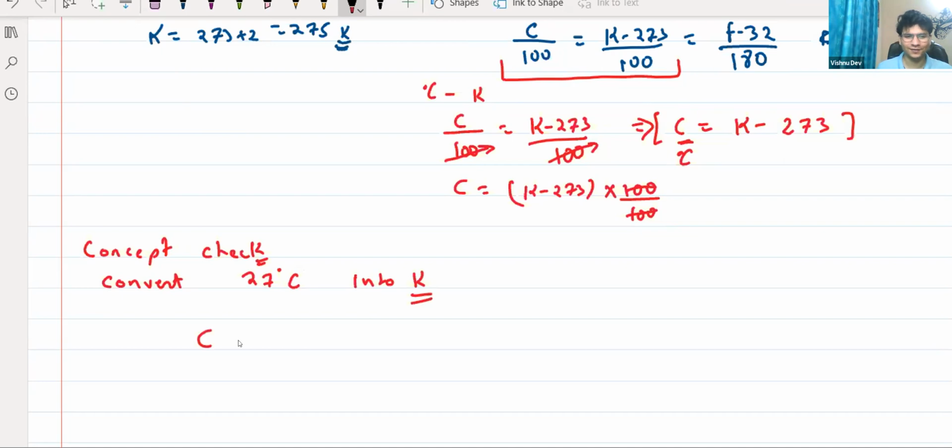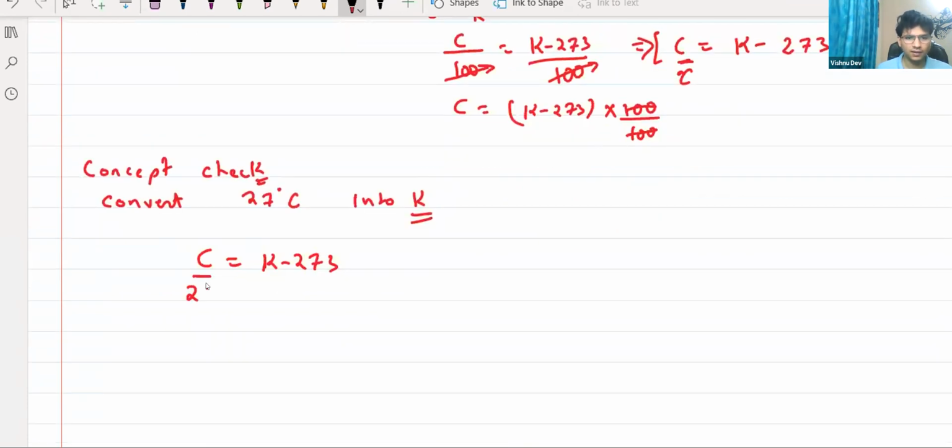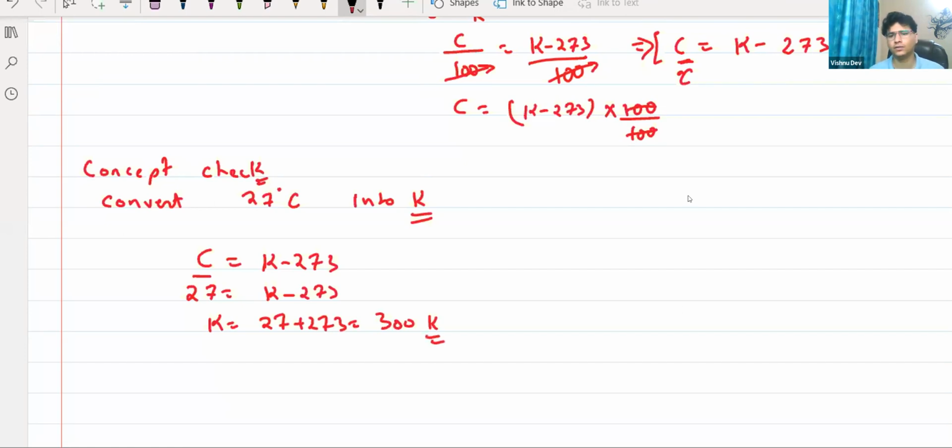The formula you write: C is equal to K minus 273. Now, what is given? C is given or K is given? Sir, C is given. Exactly. So 27 is equal to K minus 273. So this will go this side. So K will be 27 plus 273, which is 300 Kelvin. So 27 degree centigrade is equal to 300 Kelvin. Yes or no? Got it? Raise your hand.